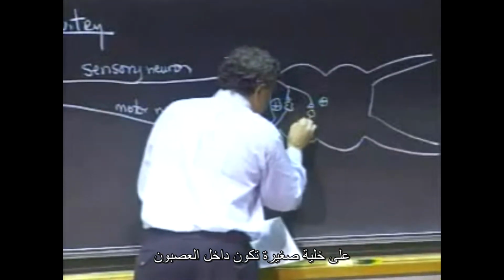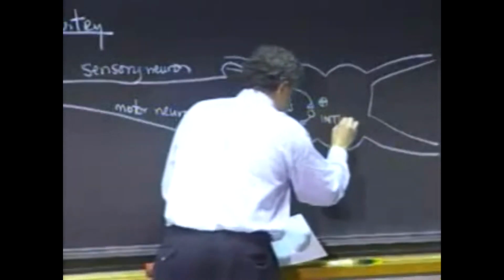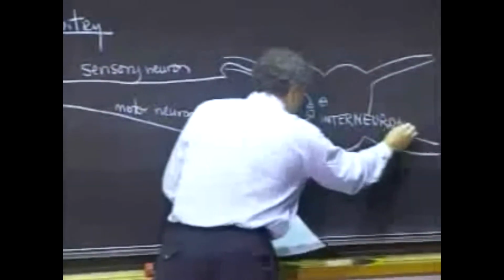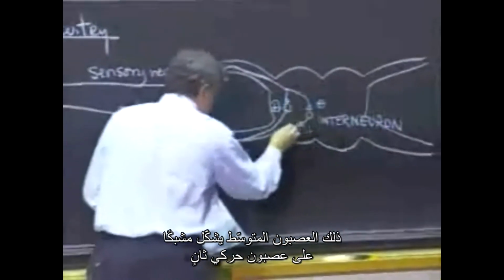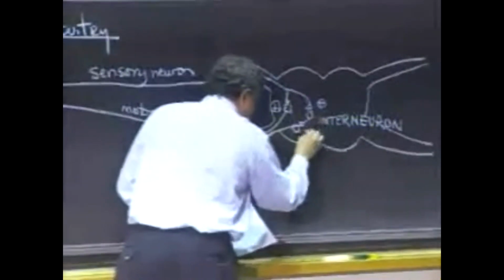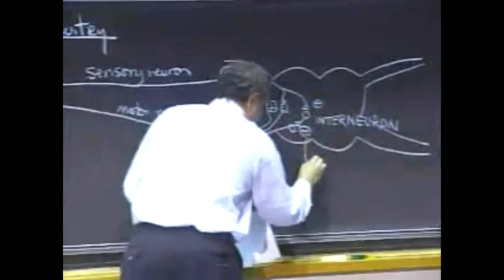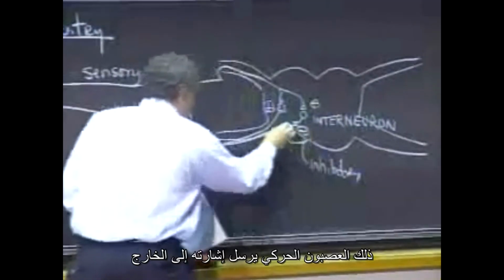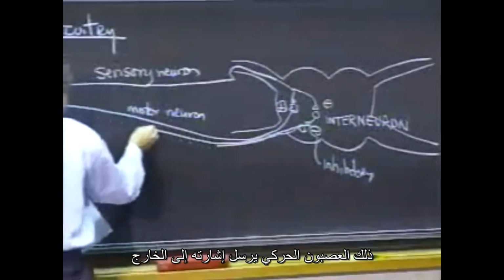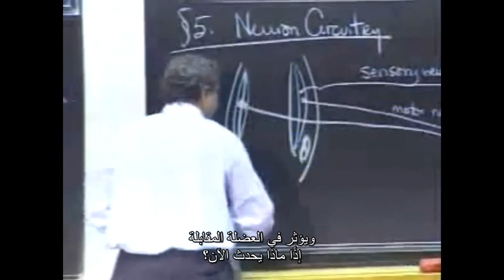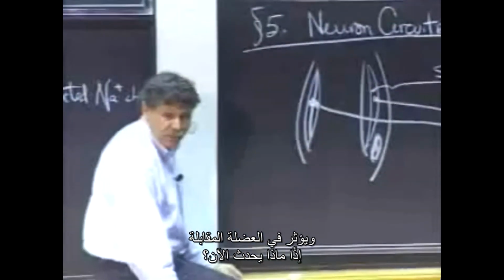cell that is an interneuron. That's an intermediate neuron. That intermediate neuron makes a synapse on a second motor neuron, but this is an inhibitory synapse. That motor neuron sends its process out and is affecting the opposite muscle. So now what happens? Let's get this straight.